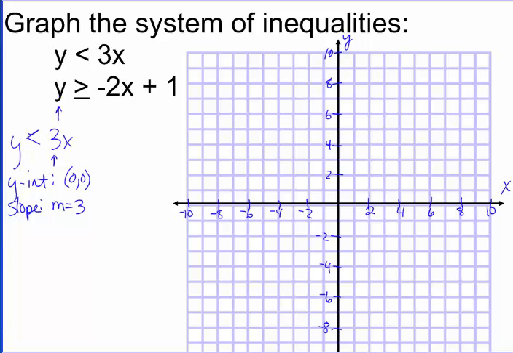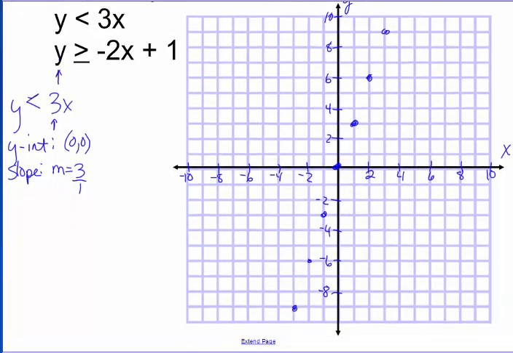So 0, 0, it's right here in the center. And then we use our slope, 3, and you can make it 3 over 1. It's positive, so you're going to go up 3 and to the right 1. Up 3 to the right 1. So you do it all the way to the end. We can go the other direction. So up right is the same as down left. So just make sure your points are all in line with each other.